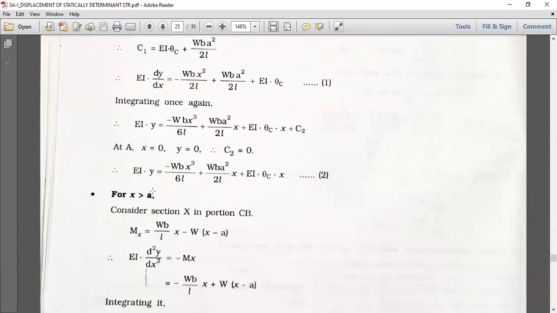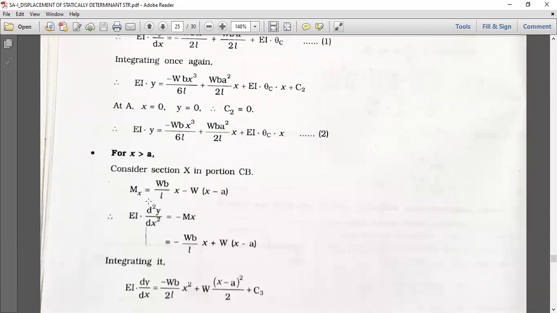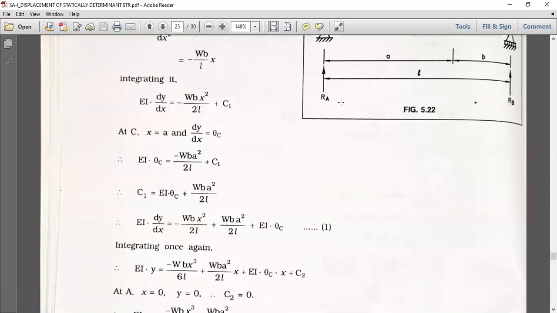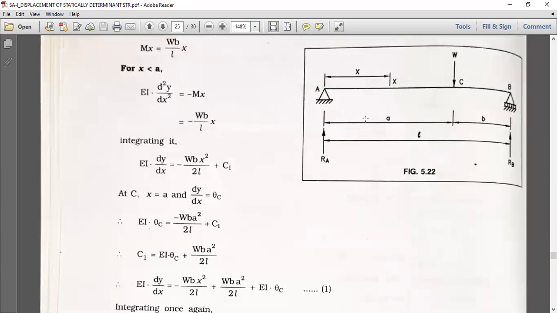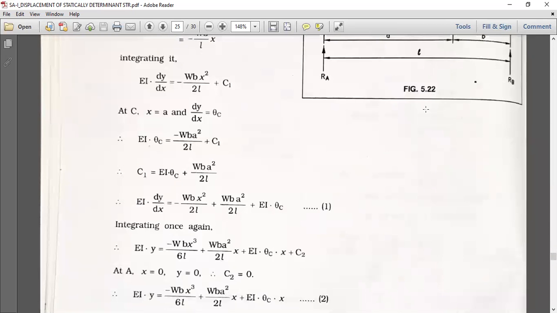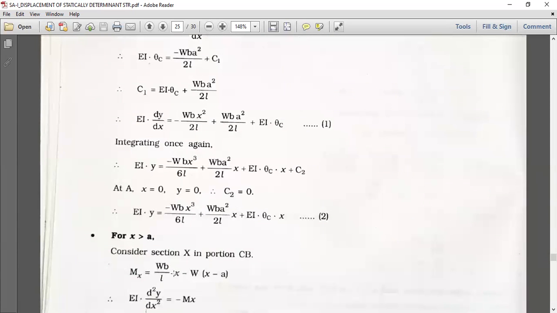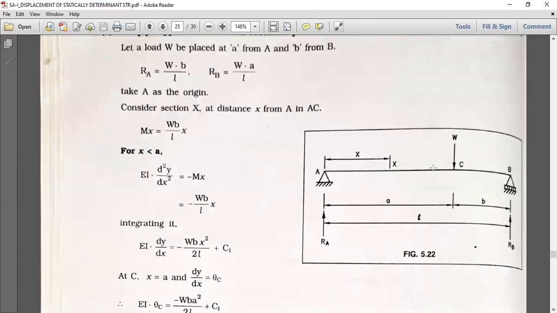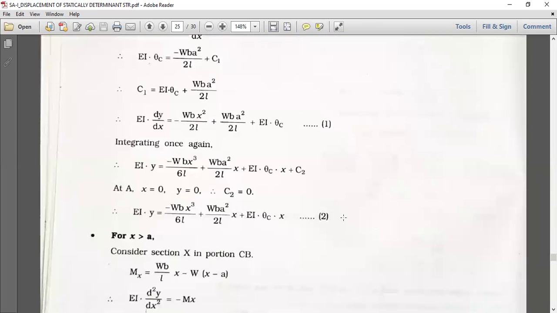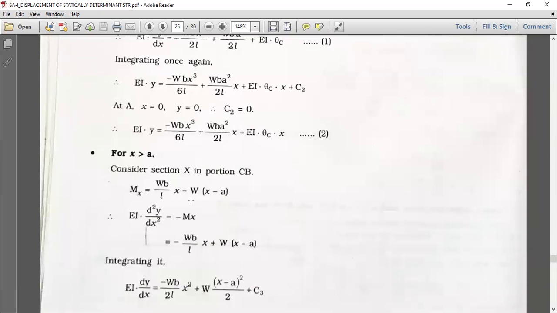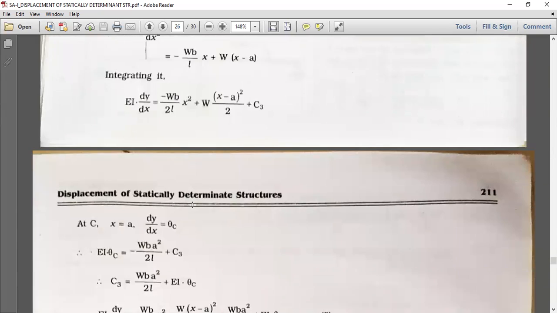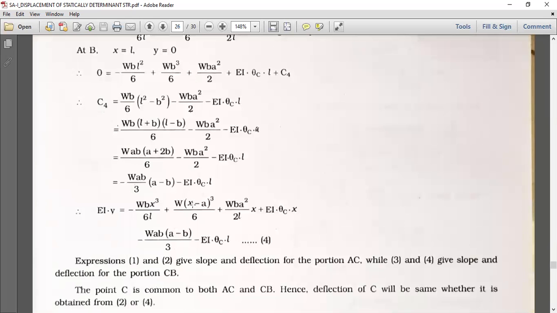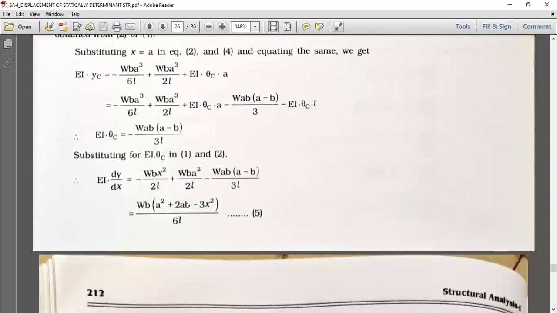There is equation 2. And for x greater than A, consider a section x in a portion CB. Here we have M is equal to W B by L into X minus W into X minus A. Okay, and do the similar process, and we have the respective equations.